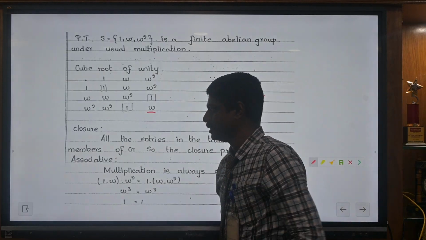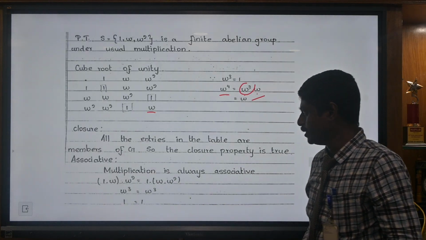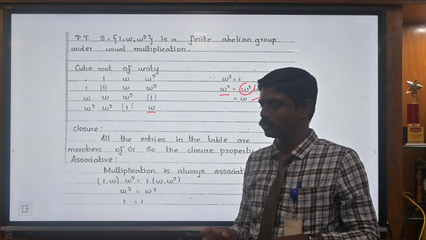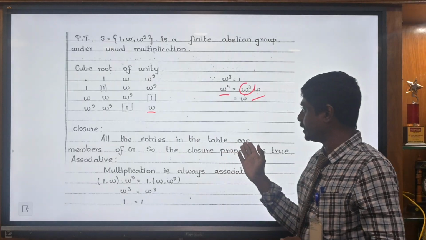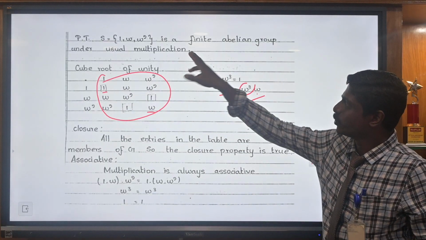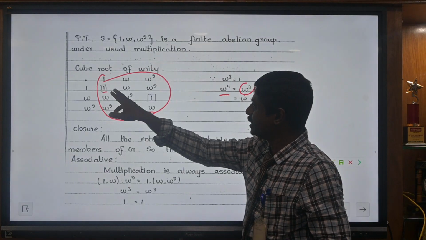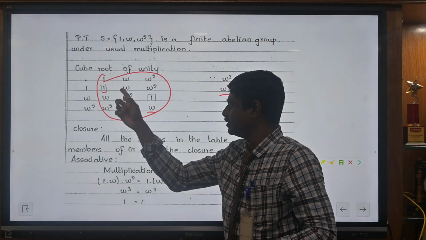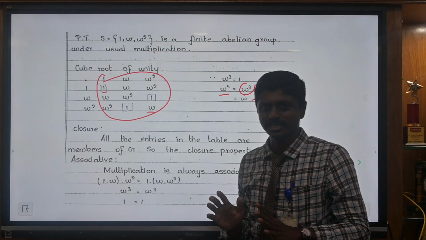I framed the table. Now I have to check this is a finite group one by one. First you take the closure property. What is the condition of closure property? You take any two elements, multiply, and the answer should also be in the same group. Here, all the entries in the table are elements of the group only. You have a group having 3 elements: 1, omega, omega square. So everything is in the same set. Therefore, all the entries in the table are members of G. Look at the table. It shows that the closure property is true. So the first condition is true.